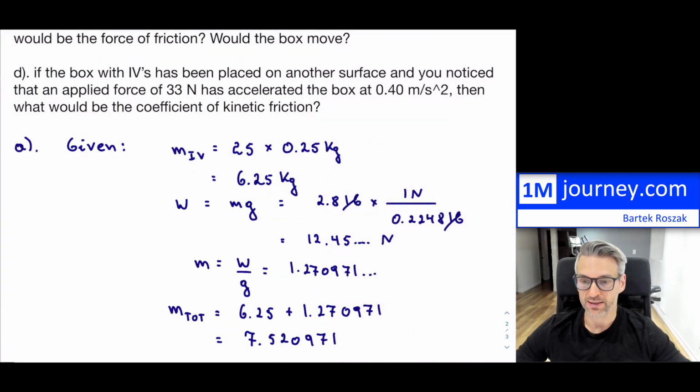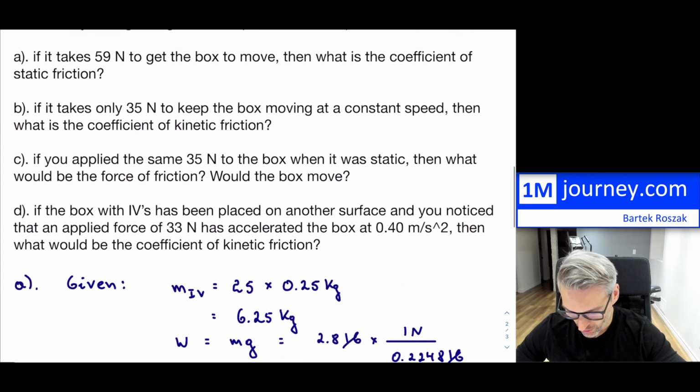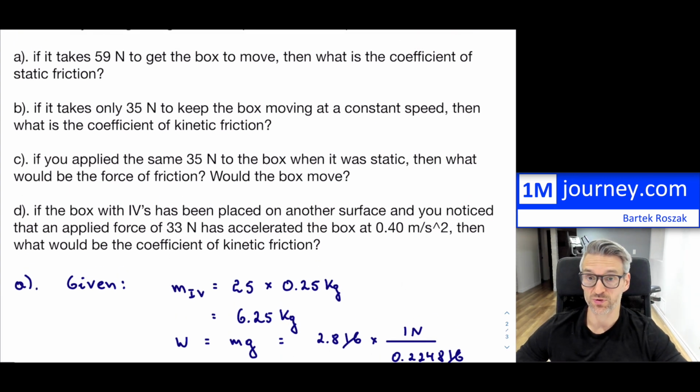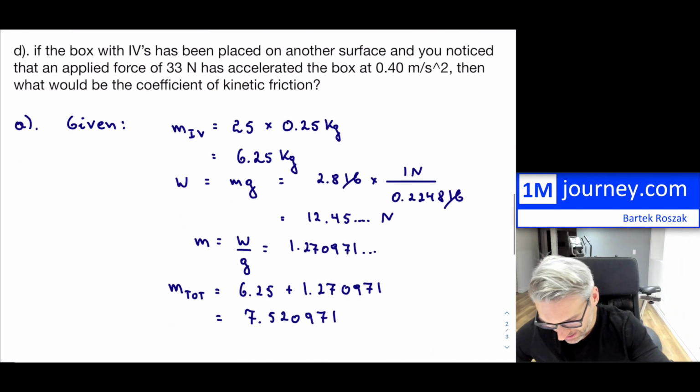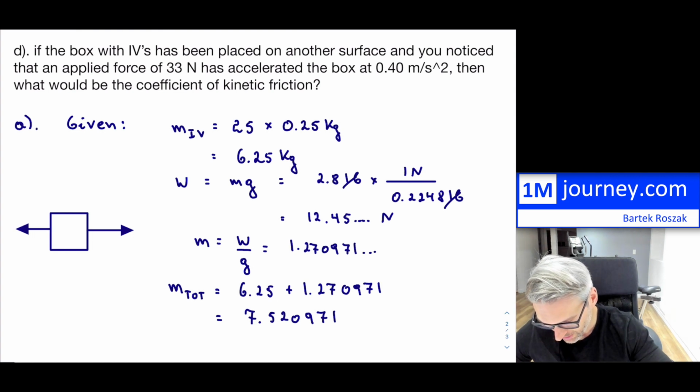Now, why do I need the actual mass of this? Well, because I do need the total mass so I can find out what the total weight is. So you can go about it in different ways. Now, why would I need the total actual weight? In this case, because the box is being dragged. So if you have your box and then the IVs are inside and it's being dragged, let's assume it's being dragged to the right here. So there's going to be some force of friction in here.